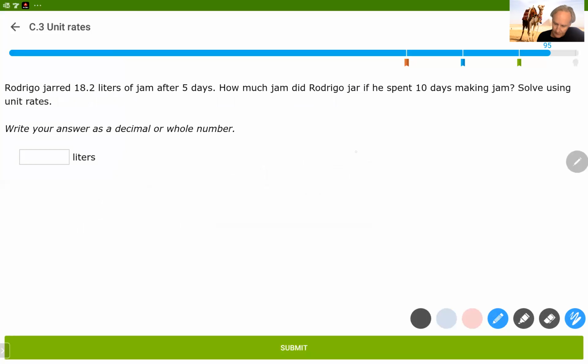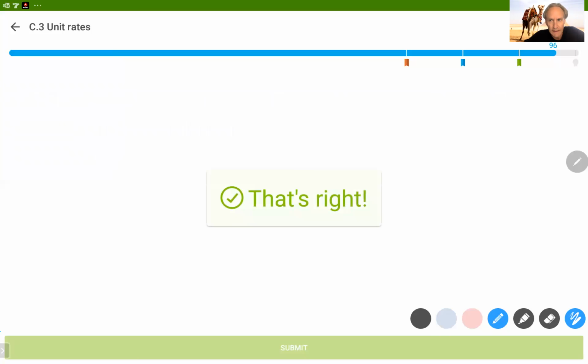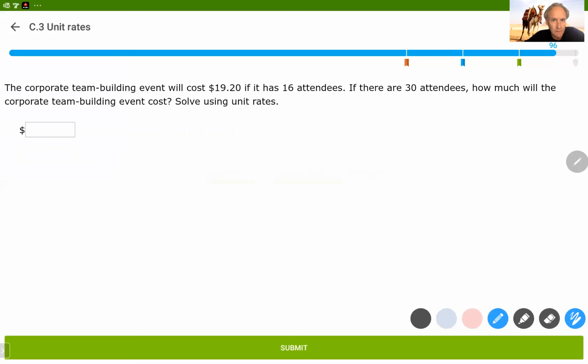18.2 over 5 days. Over 5. And we want to change it to 10. So we're just going to multiply by 2. And that's 36.4. Hopefully I can speed this along for you and go just a little bit faster.